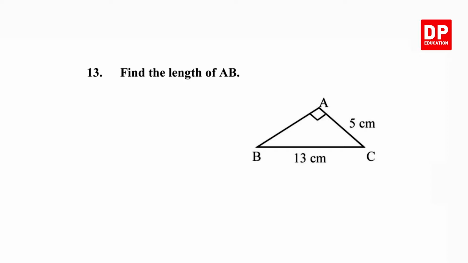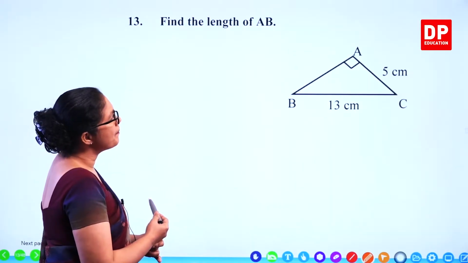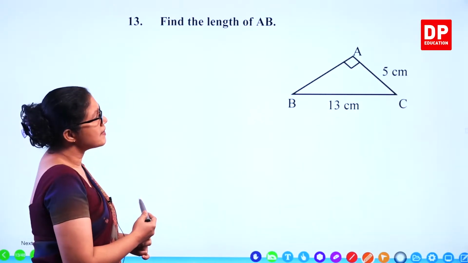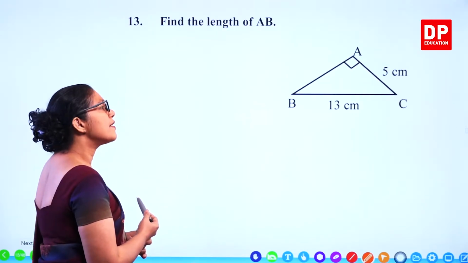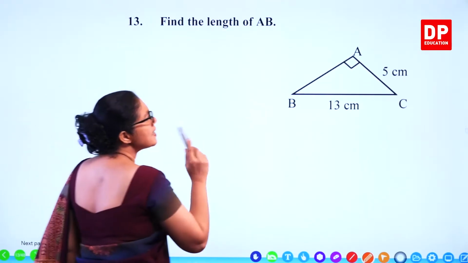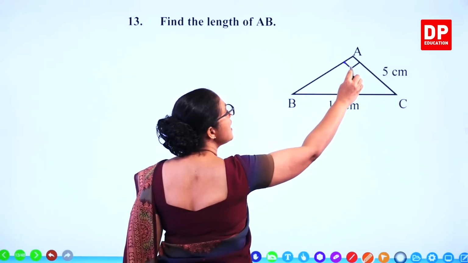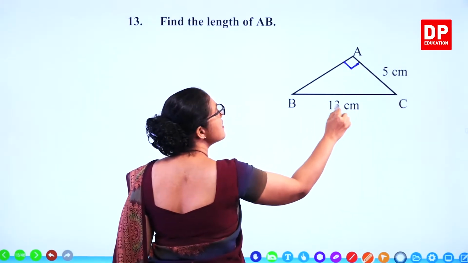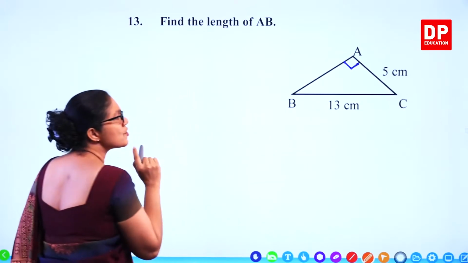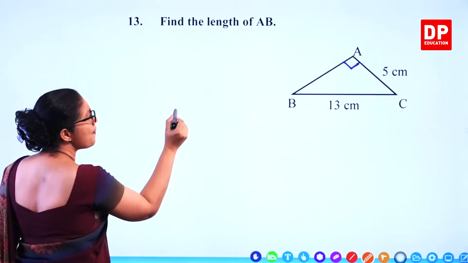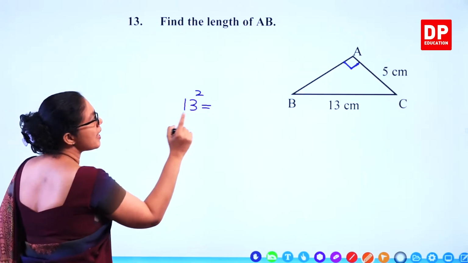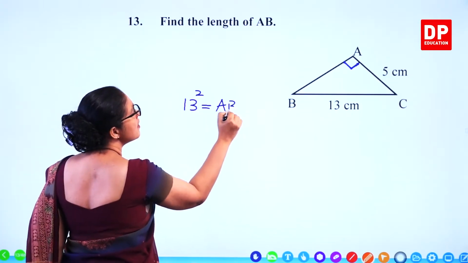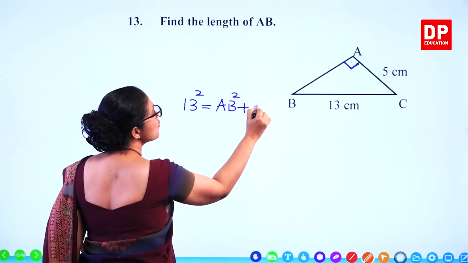Question number 13. Find the length of AB. Look at the triangle. That's a right angle triangle, so you can use Pythagoras theorem. So what is the hypotenuse? Always the side opposite to the 90 degrees is the hypotenuse. So you can say 13 squared is equal to AB squared plus 5 squared.